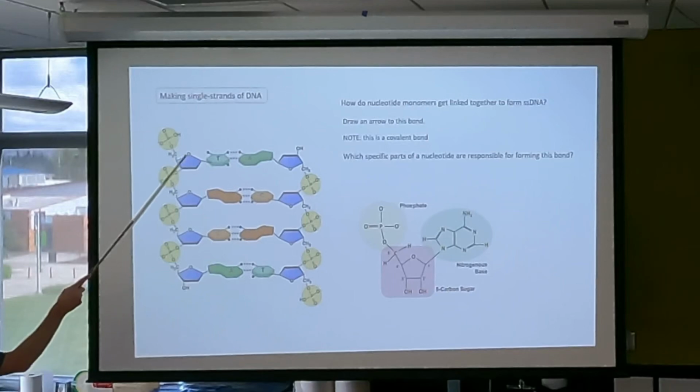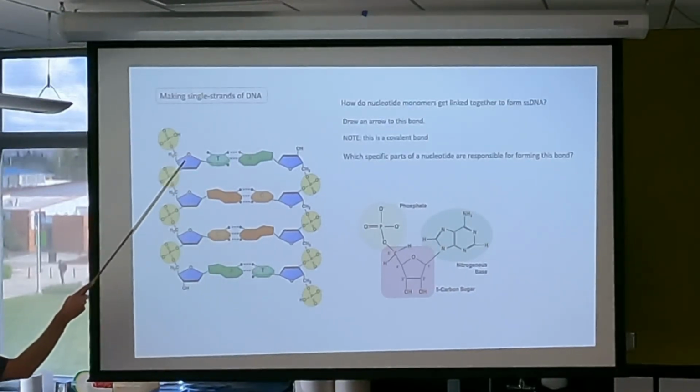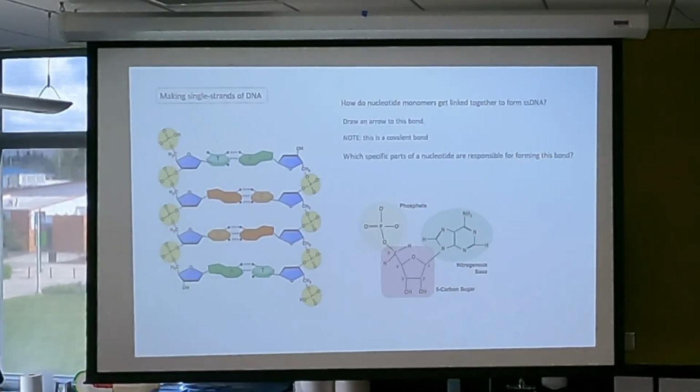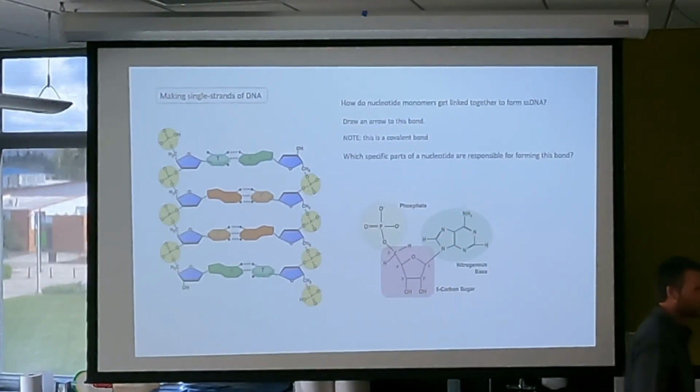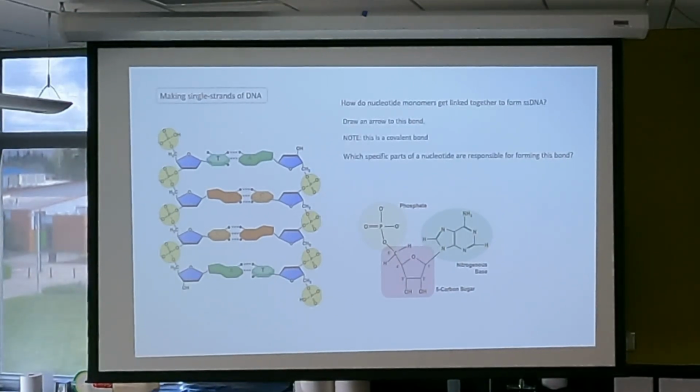I will say that this phosphate belongs to this nucleotide, this sugar, and this thymine. So this phosphate belongs to the nucleotide below it. Which specific part of the nucleotide? Each one has a base, the sugar, and the other thing, the phosphate.